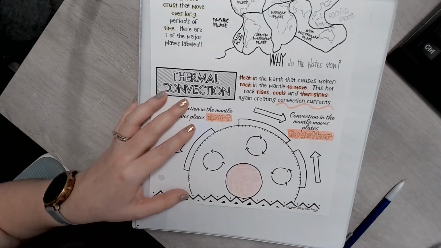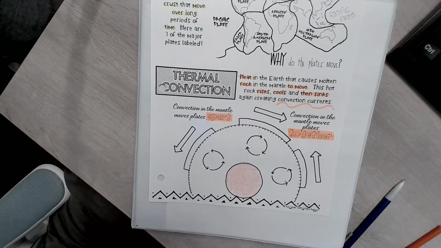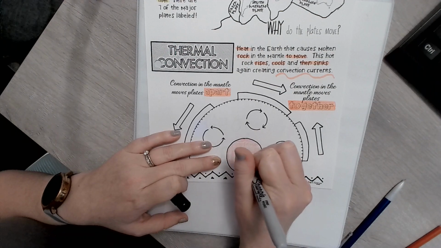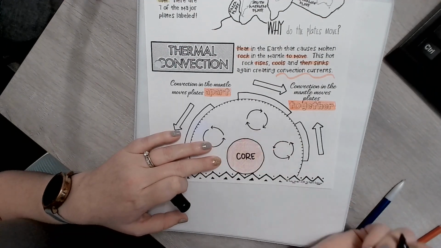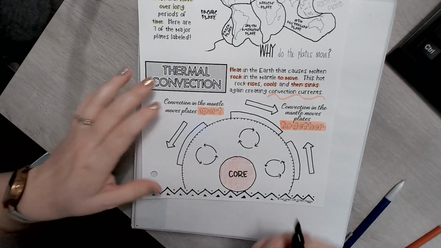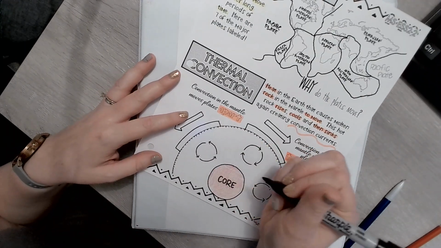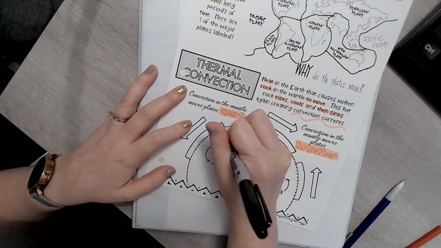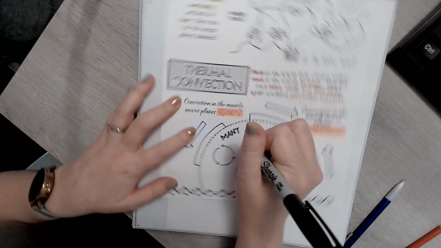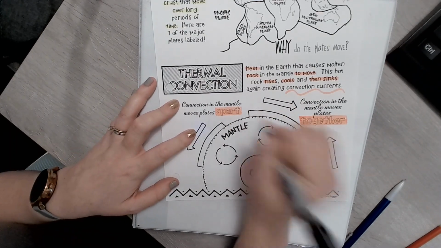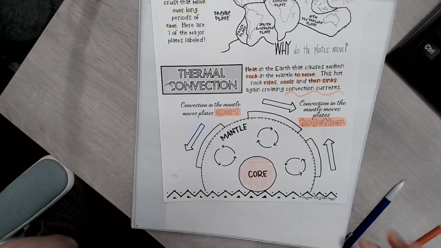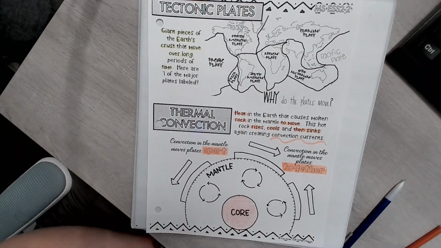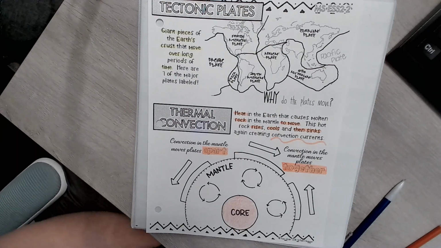But I think if we can label our core versus our mantle. Where do I want to write this? Okay, things like that. Go through. These are supposed to be helpful. Take information from the PowerPoint, the text, the videos, whatever makes you feel more comfortable.